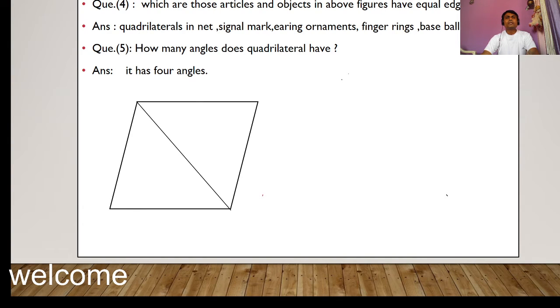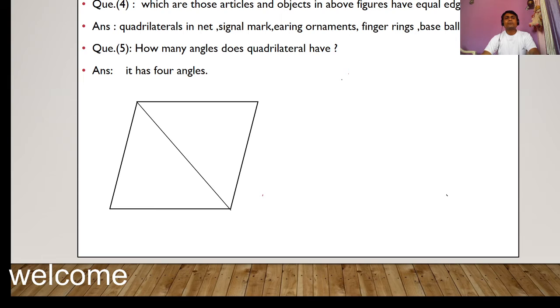Then, which articles and objects in the above figures have equal edges? Among the figures we observed, which have equal edges? The quadrilaterals in the net, you find that all their edges are the same. The signal mark on the red roadway shows the direction of the road. Again, they have all edges the same. Earring ornaments also have all edges equal. Finger rings and baseball field tiles, as shown, all have equal edges.